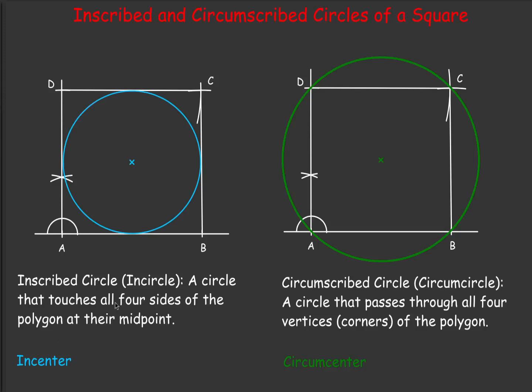First of all, we are talking of the inscribed circle. An inscribed circle is a circle that touches all four sides of the polygon at their midpoint. If we take this blue circle we have over here, it touches AB at the midpoint of AB, and it touches BC also at the midpoint. It touches DC also at the midpoint, and the same applies here. So indirectly, we are saying it touches all the lines exactly at their middle. That is the inscribed circle.